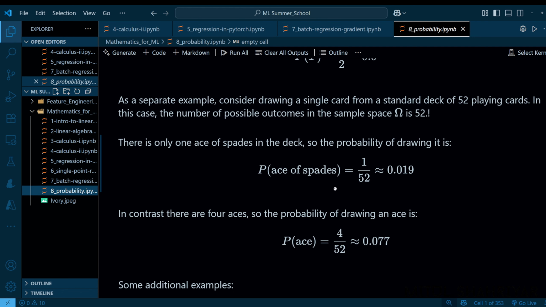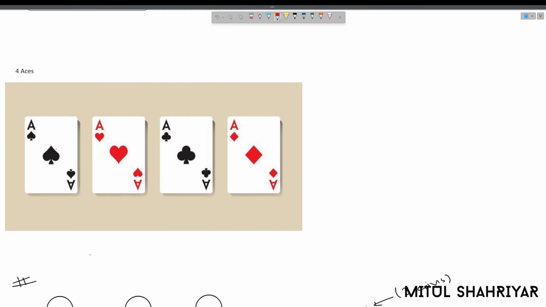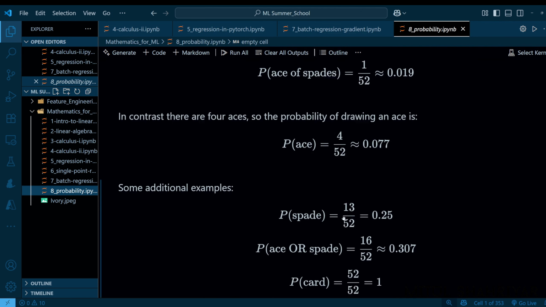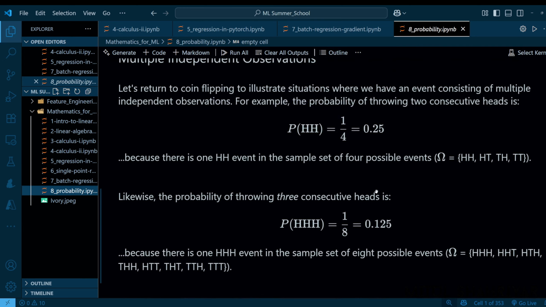Again, ace of spades is only one, but there are 4 aces. So here, if you just look to here, so 4 kinds of cards. So you see all of these are ace. So we have 4 options. So 4 by 52, because the question is the chance of getting ace only. So ace can be of different type, right? So we have 4 options, so 4. So we can look into other things as well.